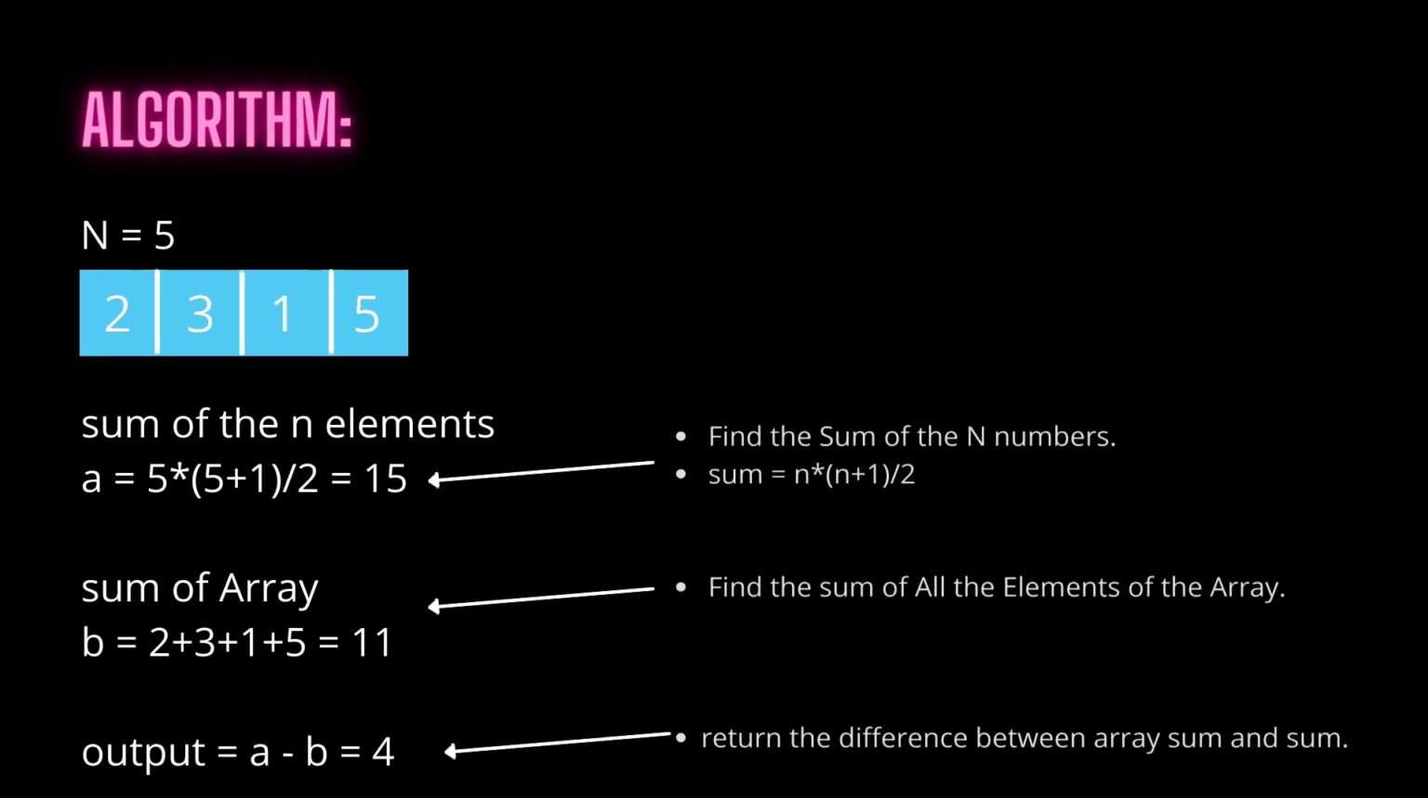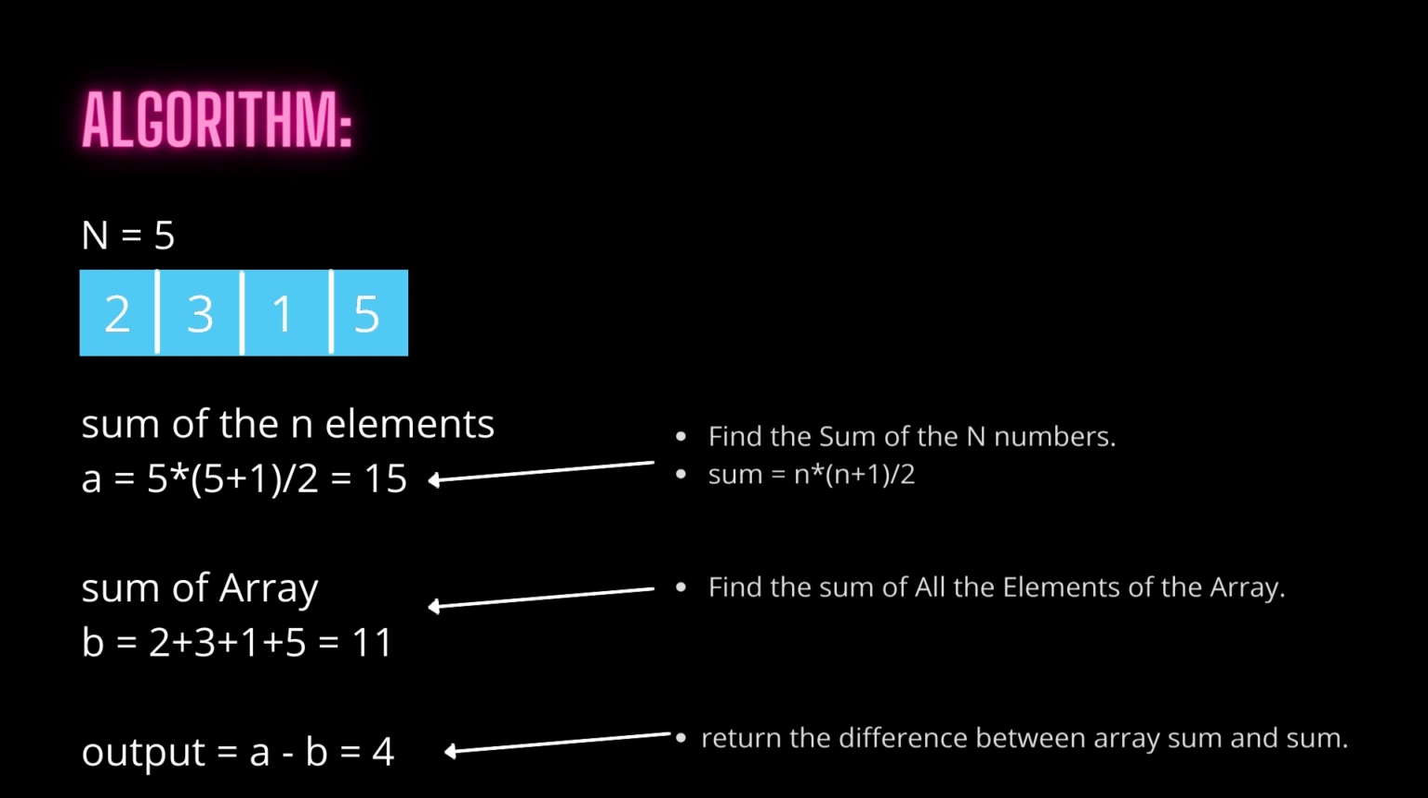Let's see the algorithm to solve this question. Here in step 1, we'll find the sum of n elements. We can find the sum of n elements with the formula n into n plus 1 by 2. So the sum we'll store in variable a. So the sum is 15.